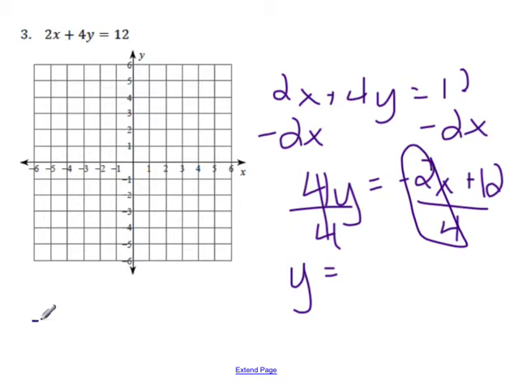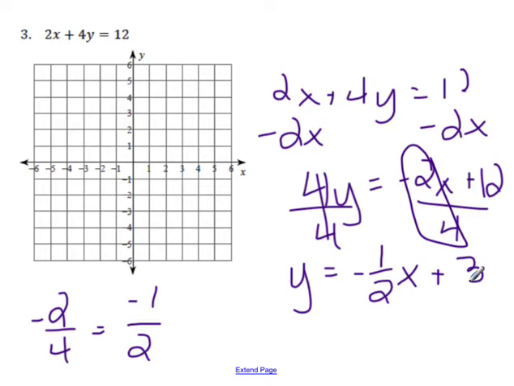So think of negative 2 over 4 as a fraction. I'm going to ask myself, what divides 2 and what divides 4? Well, they both can be divided by 2. So when I divide both by 2, I get negative 1 on top, and 4 divided by 2 is 2. So I get a negative 1/2 for the slope, and then I'm going to put x. Next, I have 12 divided by 4, which is 3. So now I'm ready to go ahead and graph this.